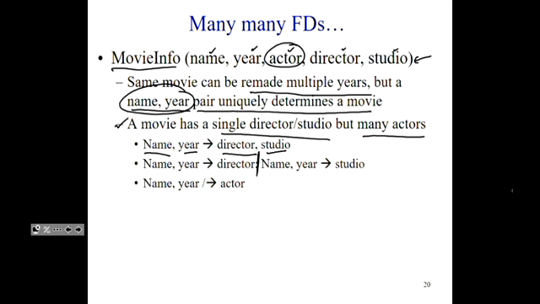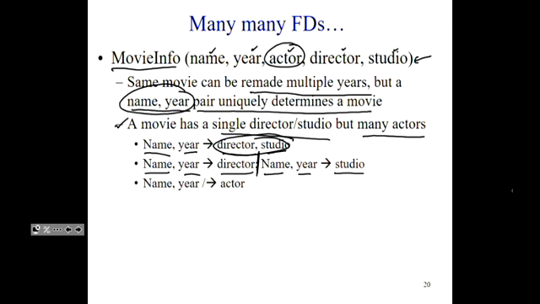Also, another functional dependency that holds is name, year implies director. It's simply a subset of the right-hand side here, so therefore it's trivially true. And name, year implies studio. Just to read through what each of these mean, if two tuples have the same values for name and year, then they have the same value for director and studio. That's true, because a movie has a single director and studio.